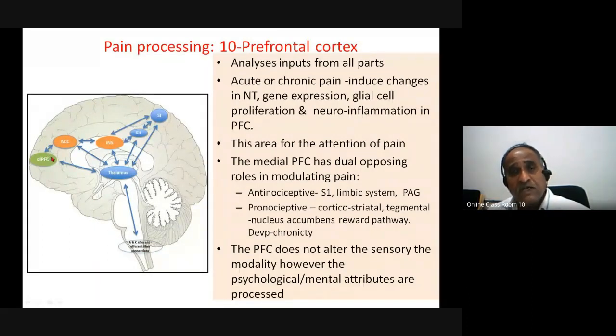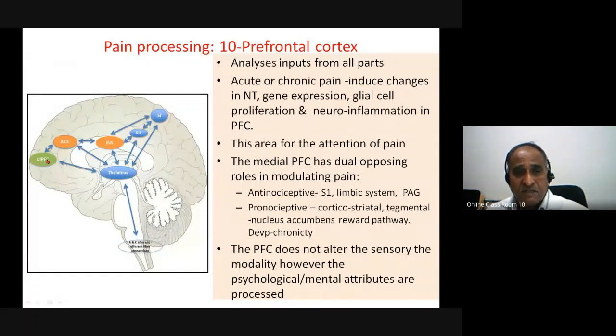And this prefrontal cortex helps the anterior cingulate cortex and the insular cortex. Anterior cingulate cortex is an executive part, insular cortex is a thinking part of whatever the prefrontal cortex is trying to utilize. The medial prefrontal cortex has dual roles, with hypothalamic and other midbrain structures. One, it has antinociceptive actions. That means it suppresses the pain.